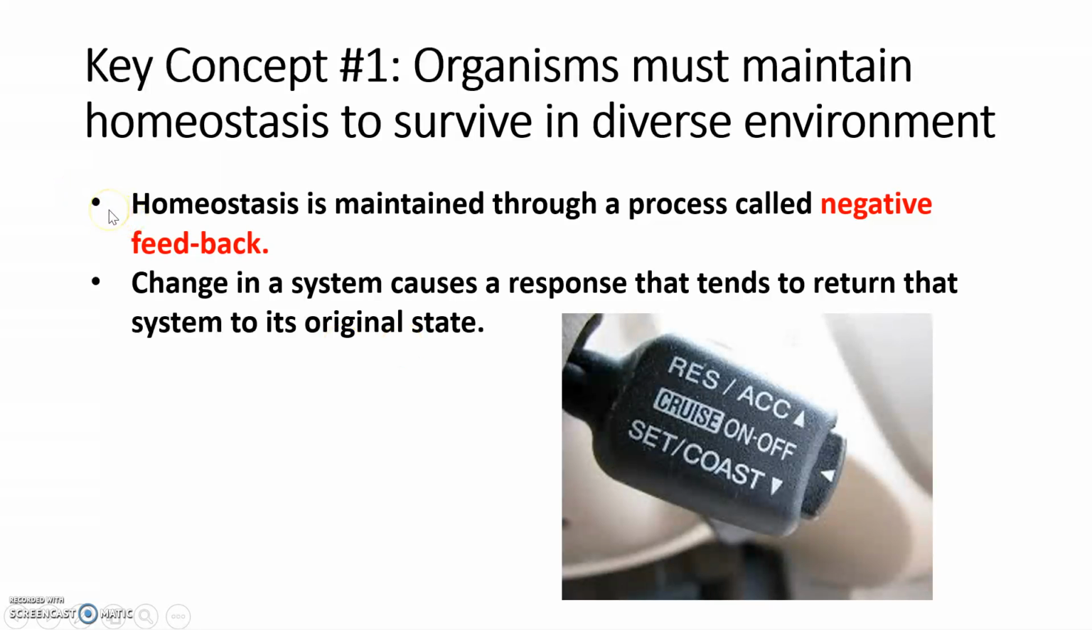Now there's a new definition that you need to understand and process through your brain. Homeostasis is maintained through a process called negative feedback. We will compare negative feedback to positive feedback in just a second. But just make sure that homeostasis is maintained through a process called negative feedback.